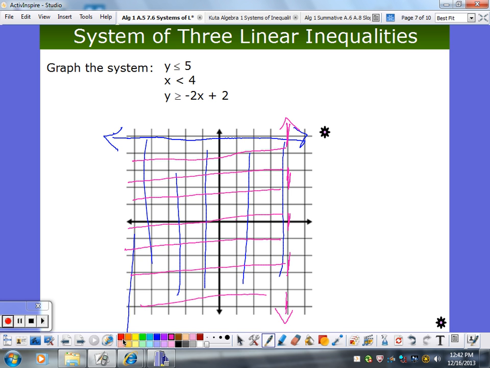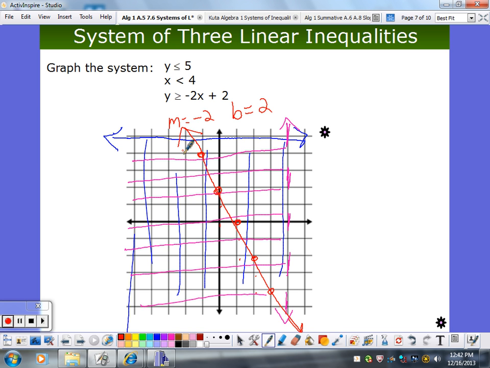And now I want to do that last little bit. M is negative 2 and B is 2. So there's 2. Down 2, right 1. Down 2, right 1. Down 2, right 1. Up 2, left 1. Solid or dashed? Solid.